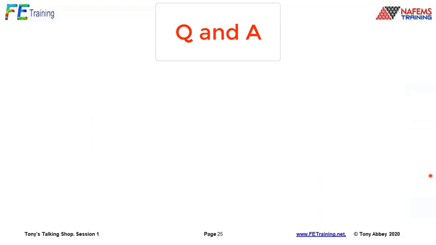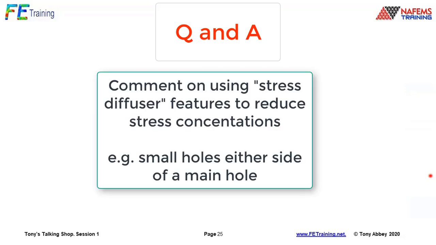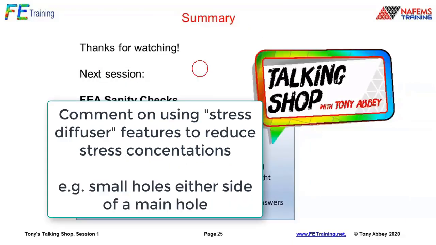Josh Hammer says, hi Josh, do you have any comments on purposely using stress diffusers to lower stress concentrations? For example, smaller holes on each side of a hole cause lower stress concentration at a center hole. Yeah, I kind of thought about talking about that. That's a great idea, and I think I might actually do a little session on this. We've got a plate with a hole in it, and if it's a wide plate, we're stuck with a stress concentration factor of 3.